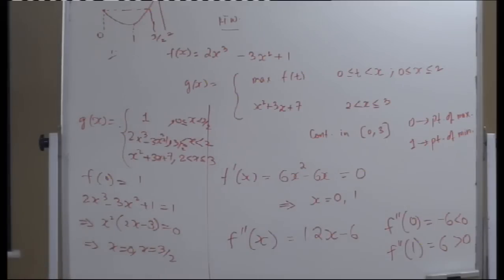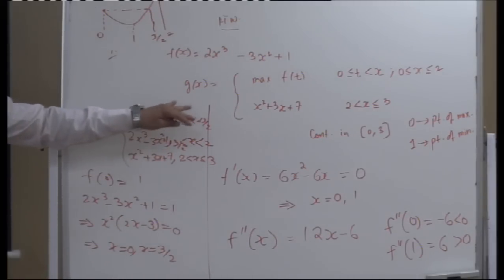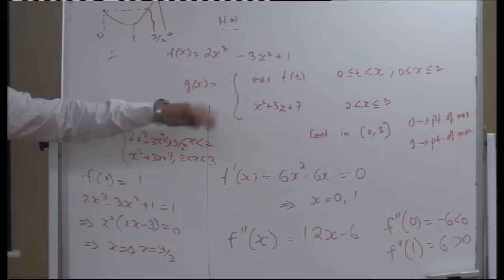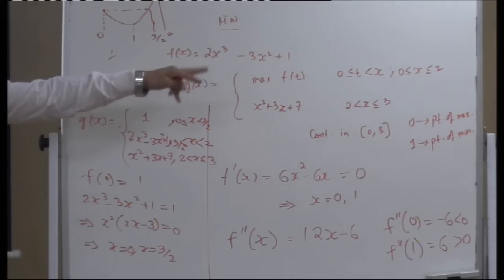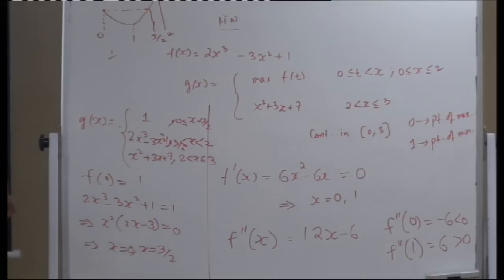So this is what we are getting, g(x). By maxima and minima, we have been able to find the g(x) function. Earlier it was given in terms of the maximum of f(t), and there were two variables, t as well as x, and t was varying depending upon x. So we have found out with the help of maxima and minima where the maximum value is possible and how we can rewrite the function.